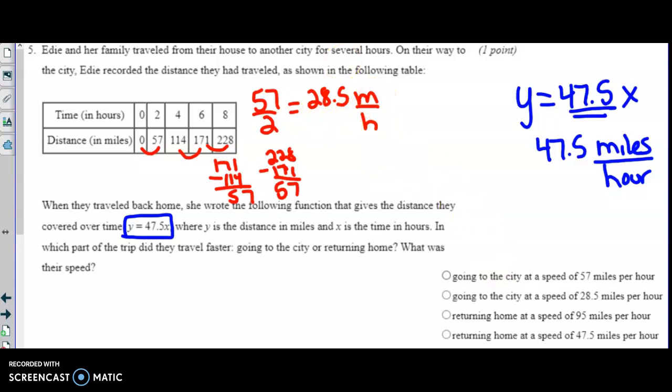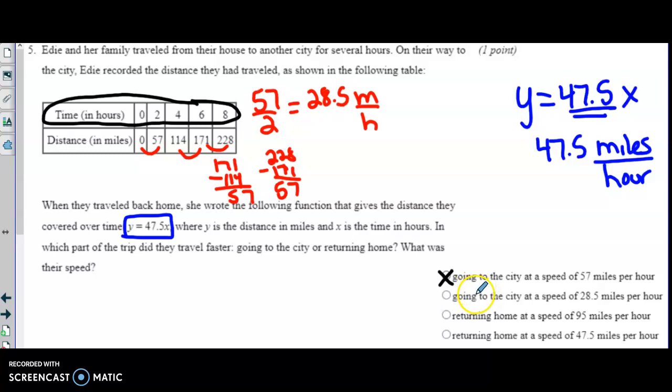So if we want to know which one's the fastest, coming home was faster. Let's see what our answer options are. Going to the city at 57 miles per hour. So they're not going at 57 miles per hour, and this is what's tricky here, is the time is not going by 1 hour each time. If this had said 0, then 1, then 2, then 3, then 4, then yes, it would be 57 miles per hour, but that's not what it says. It says every 2 hours.